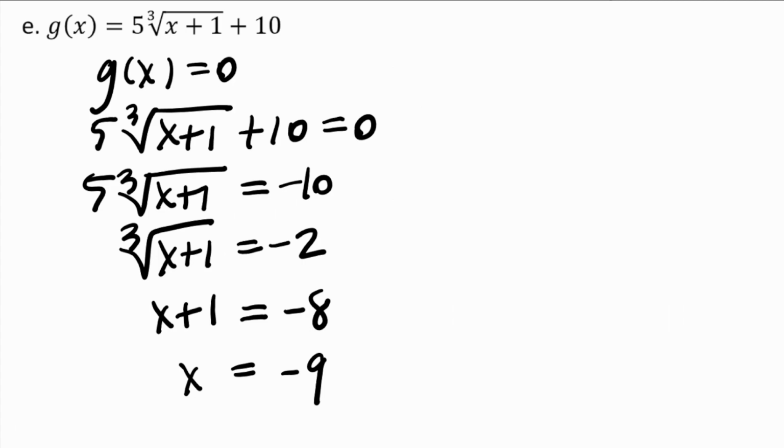If you wanted to check, you'd see that you were taking 5 times the cube root of negative 8 plus 10. Okay, that makes sense. I'd be having g of negative 9 equals 0.